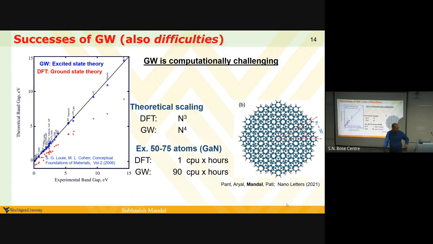Just one question. Of course, GW being non-local, you do take into account the momentum dependence, but frequency dependence is somewhat restricted. So in these calculations, how much of the frequency dependence is taken?